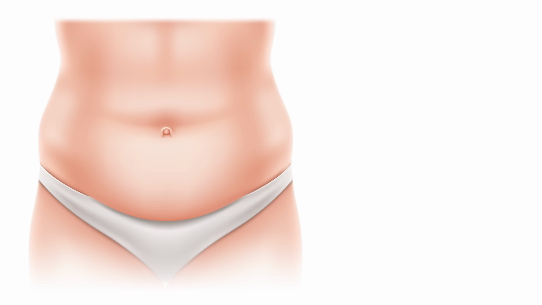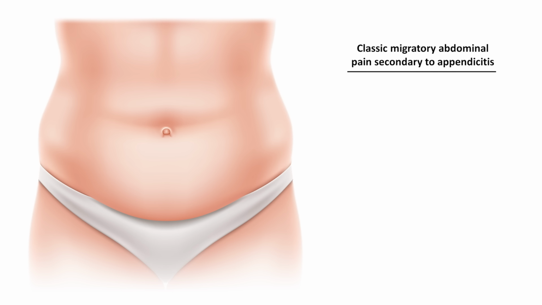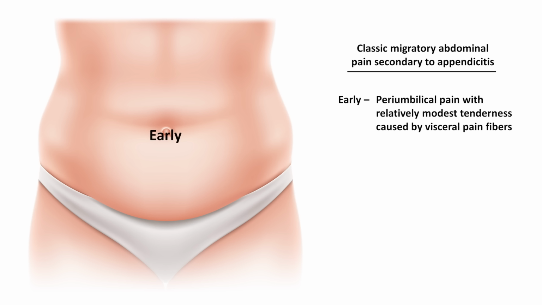When it comes specifically to appendicitis, there is a classic migratory pattern to the pain. Early appendicitis, triggering just visceral pain fibers, is first felt not in the right lower quadrant, but rather in the periumbilical area, where its actual location is kind of vague and not yet associated with tenderness.